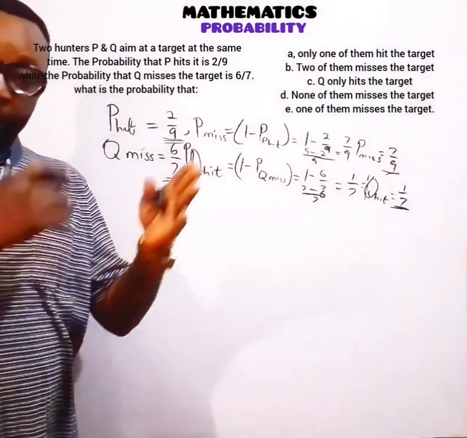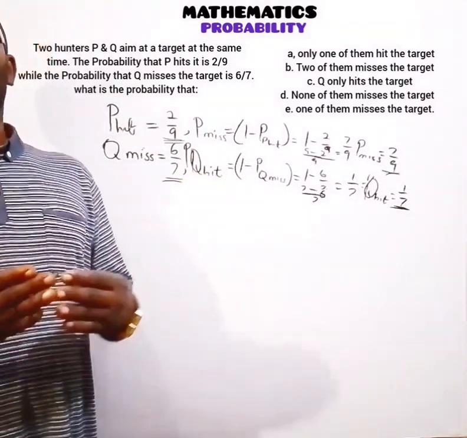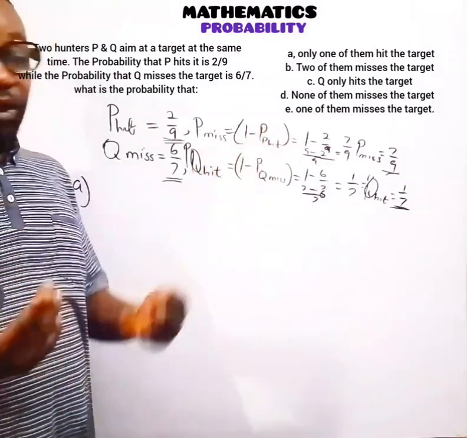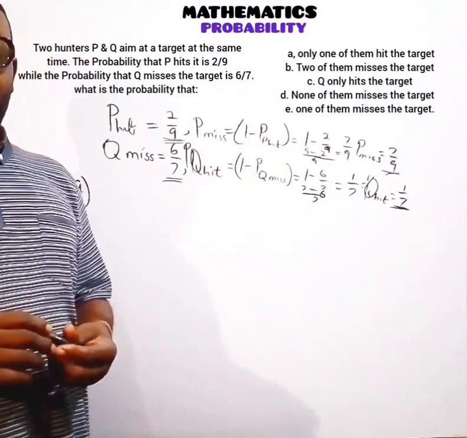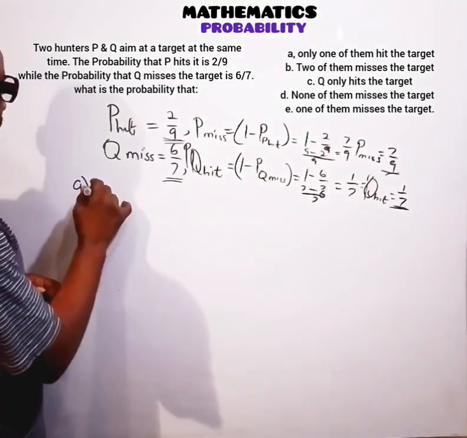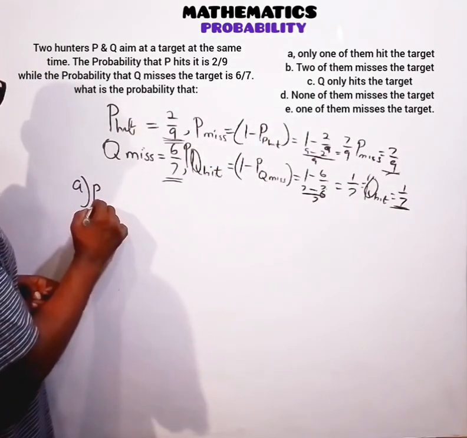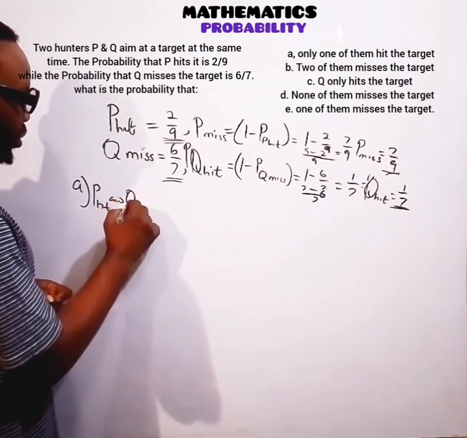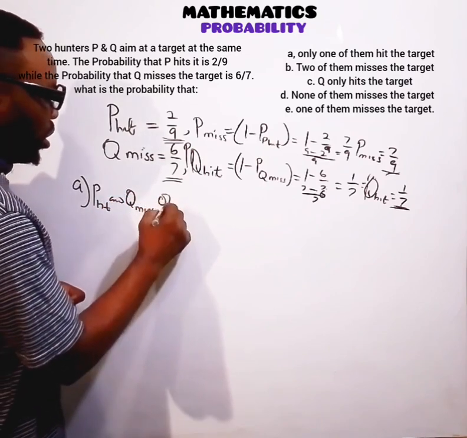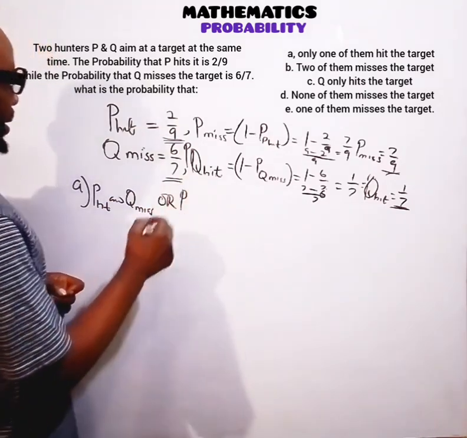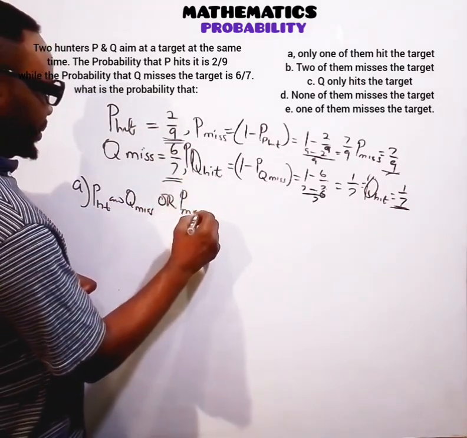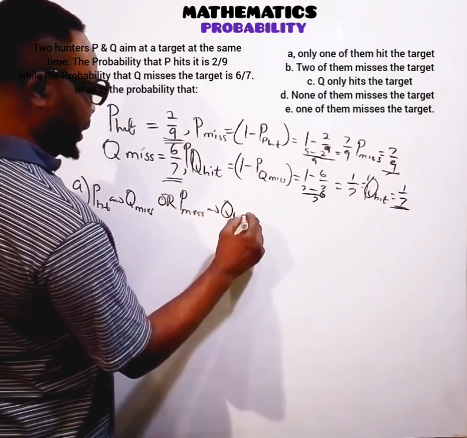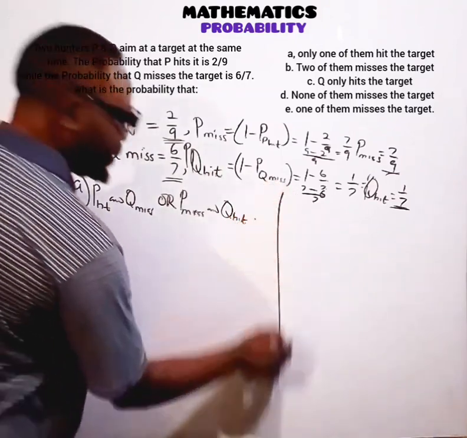The two of them aim at the target. The probability that only one of them hits the target: we do not know the exact one between the two of them that will hit the target. So we can say that it will be either P hits the target and Q misses it, or P misses the target and Q hits the target. That is the meaning of that.